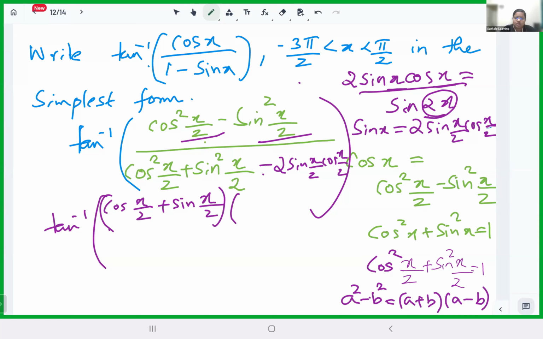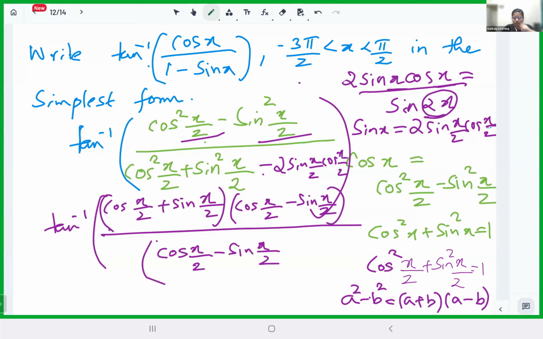Divided by the denominator, which is of the form a square plus b square minus 2ab, which means it is of the form a minus b the whole square. Here a is cos x by 2 and b is sin x by 2. So this can be written as cos x by 2 minus sin x by 2, the whole square.